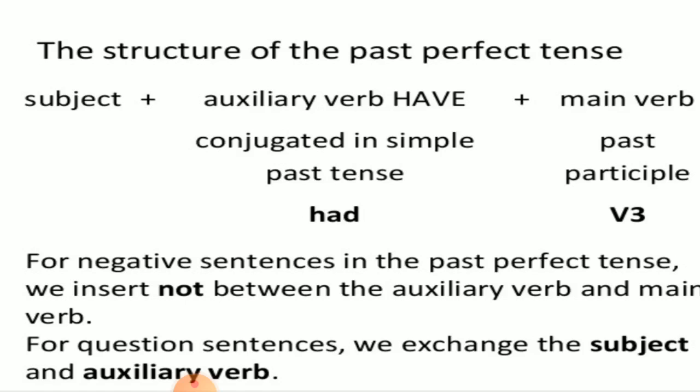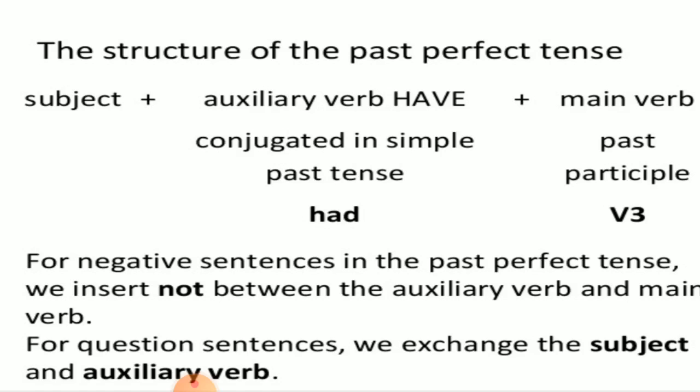For negative sentences in the past perfect tense, we insert not between the auxiliary verb and the main verb, that is, she had not eaten fruits. So had, after that you insert not, and then eaten, that is your main verb, the V3 form, or you can say the past participle form. So that will become your negative sentence. You have to remember that after the auxiliary verb you have to insert not, then your sentence becomes negative.